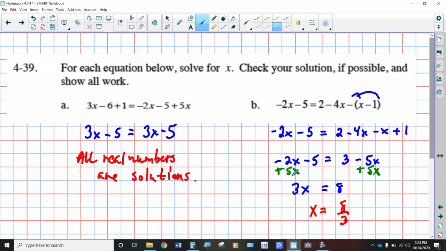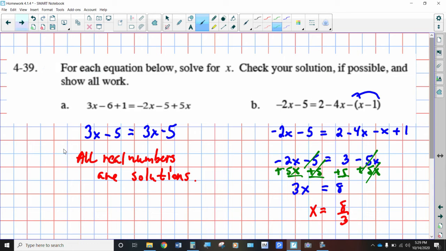In this case, I think the best thing to do would be to add 5x's to each side to cancel out those negative 5x's, and add 5 to each side to cancel out that negative 5, resulting in 3x equals 8. And then you solve from there. And by the way, the check for this one would be horrible. But if you want to guarantee you got the right answer on a test, you pretty much got to do that check.